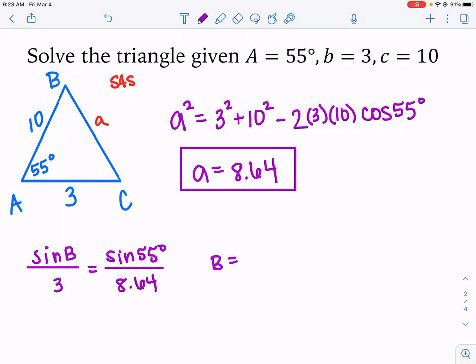What acute angle are you getting? Awesome.